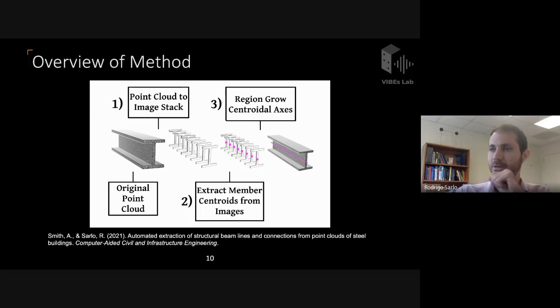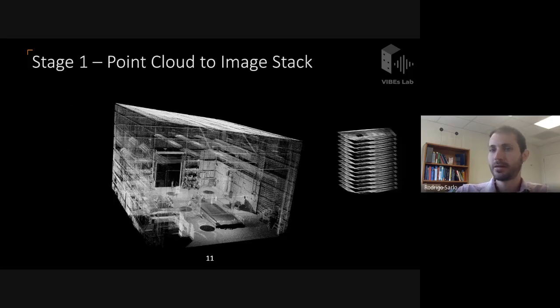Okay, and this is based on a recent paper that we published in Computer-Aided Civil and Infrastructure Engineering. So let's start with that first stage. We essentially get a full point cloud. This is a point cloud of an actual building. You can see that the structural elements are exposed, but there's a lot of clutter. There's lighting, there's shelving, there's a lot of equipment around. So it's certainly not an ideal case.